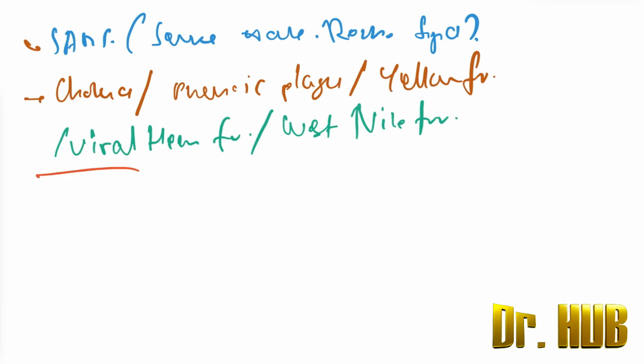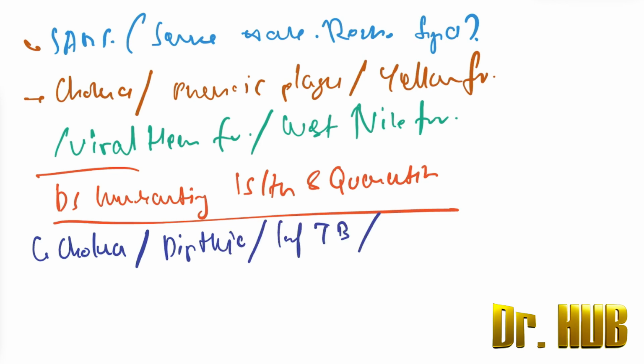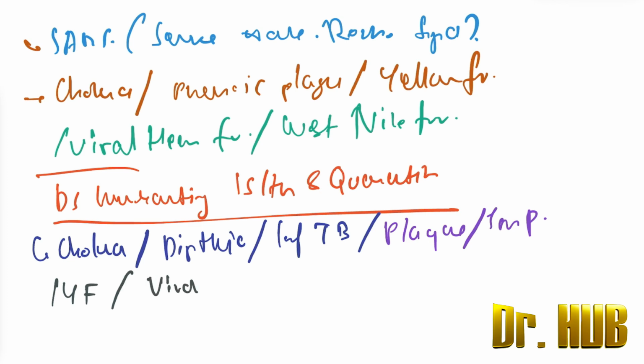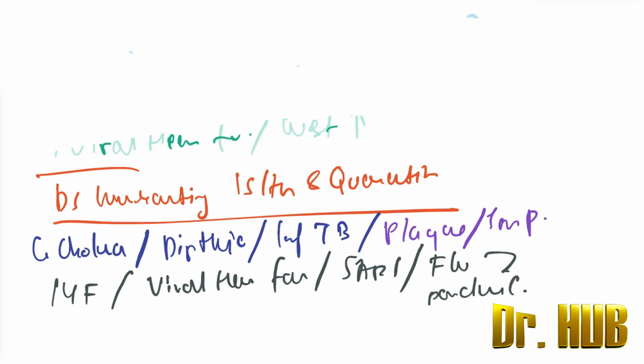Now we will look at the diseases warranting isolation and quarantine. So what does this include? This includes cholera, diphtheria, infectious TB, that's tuberculosis. They can include the plague as well, then smallpox. Next, there is also yellow fever, which can be present. Then the viral hemorrhagic fevers. Then there is also the presence of SARS and the flu that can cause a pandemic. So all these are under the diseases warranting isolation and quarantine.